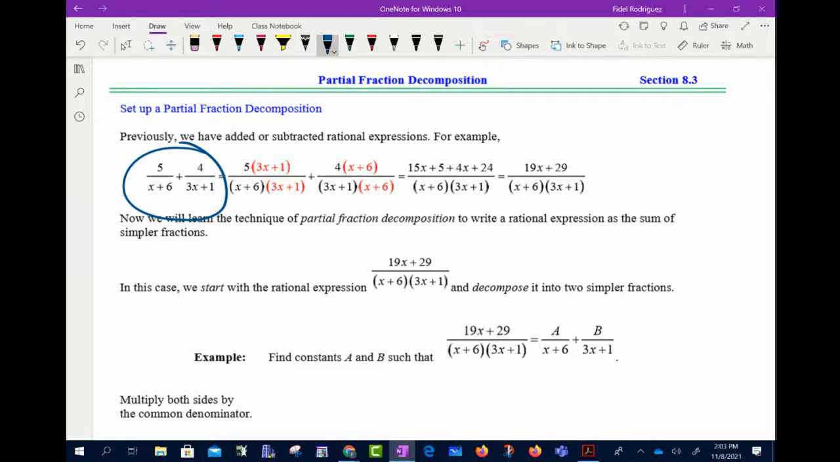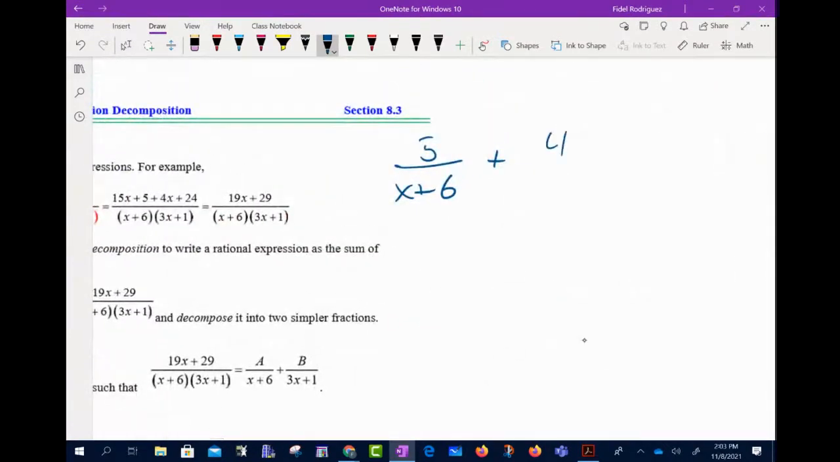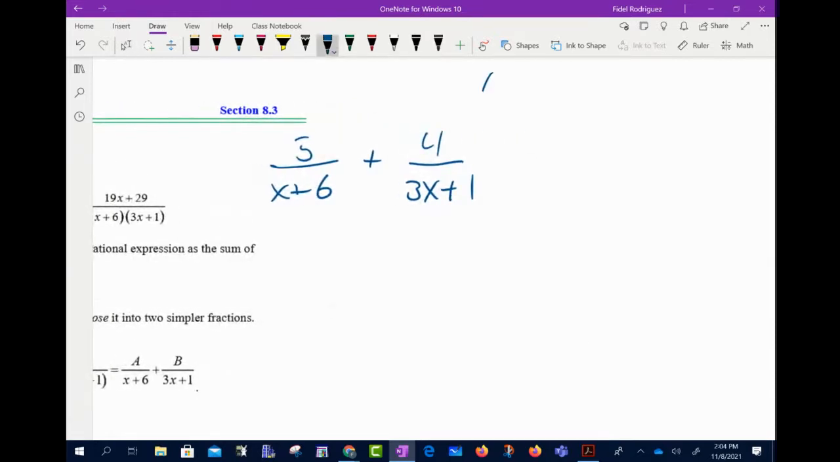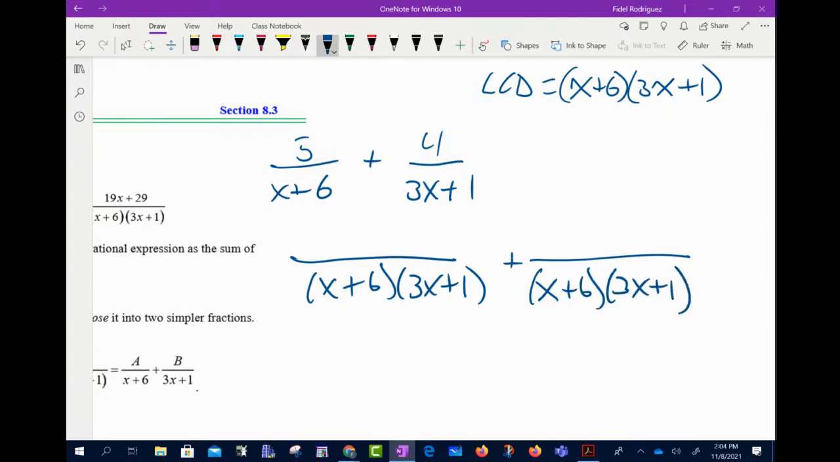So 5 over x plus 6 plus 4 over 3x plus 1. Okay, so the idea here is if we were going to add these two fractions, we know that when we add fractions, we need a common denominator, right? This is something we've been told ever since we were in elementary school. So our common denominator, or LCD, would be both x plus 6 and 3x plus 1. So, y'all, what I'm going to do here, I'm going to write new fractions with x plus 6 and 3x plus 1 as my denominators. Okay. And up here, we already have the number 5, and over here, we already have the number 4, right?